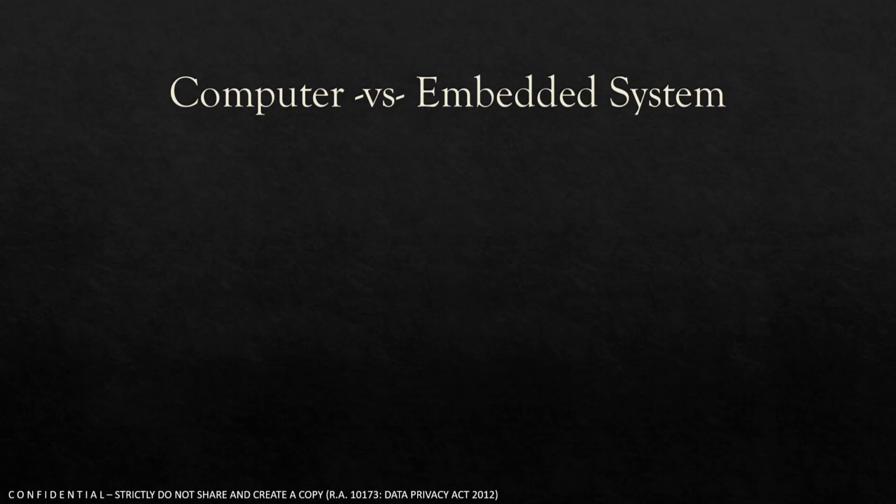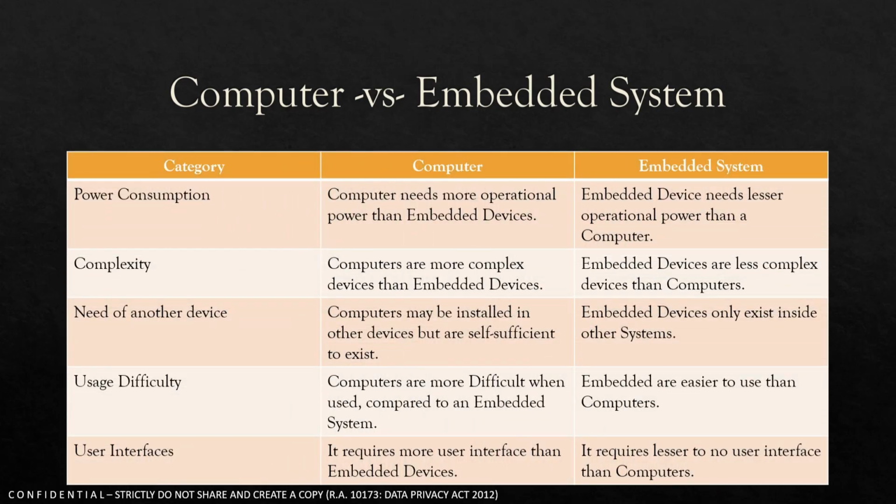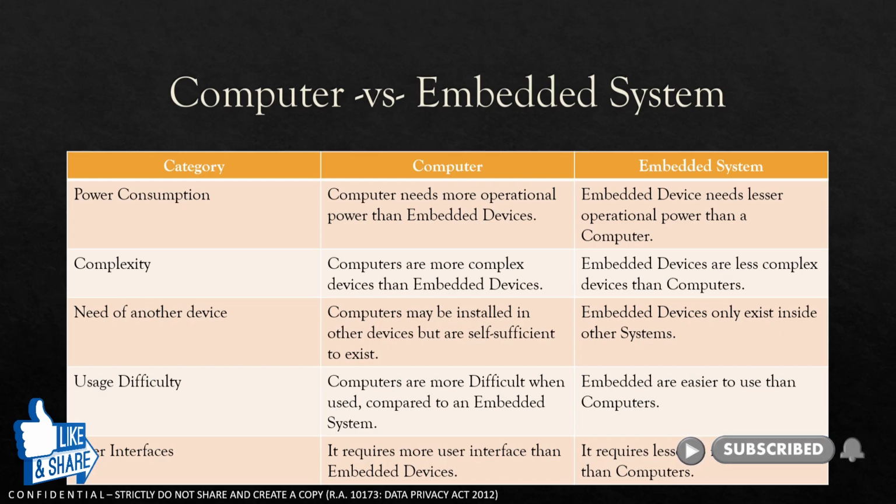Next, for the power consumption, a computer needs more operational power than embedded devices, while embedded devices need lesser operational power than a computer. For the complexity, computers are more complex devices than embedded devices, while embedded devices are less complex than computers. Next, for the need of another device, computers may be installed in other devices but are self-sufficient to exist, while embedded devices only exist inside other systems.